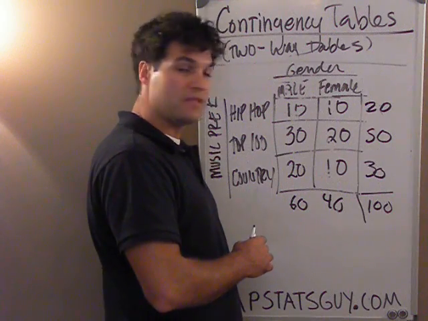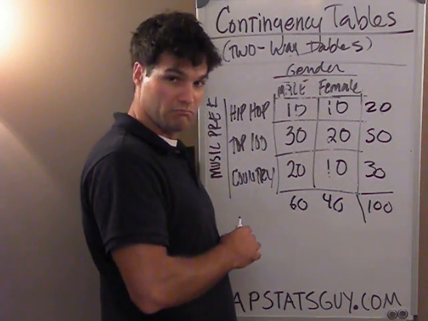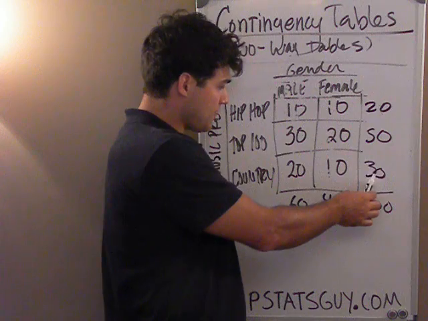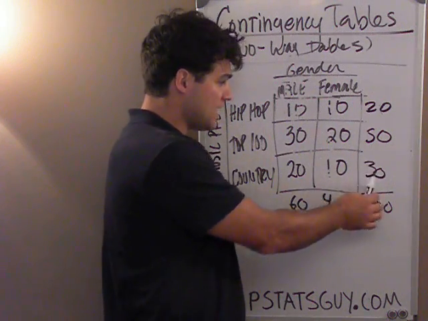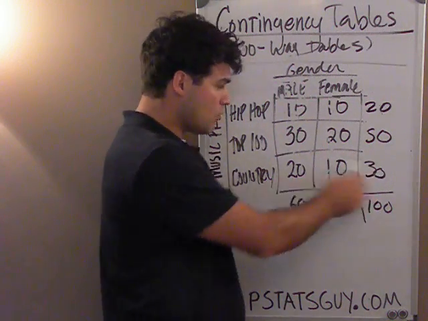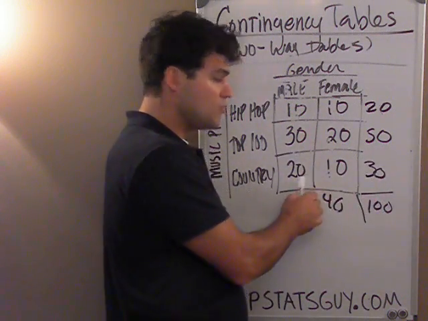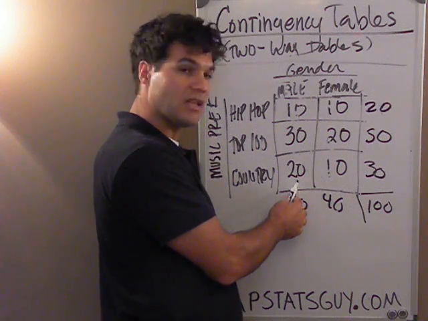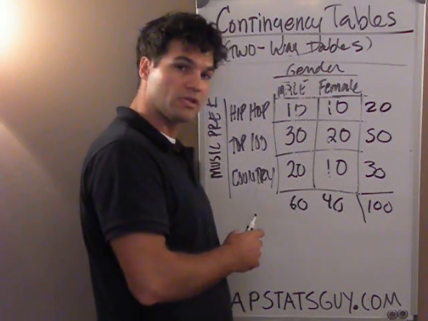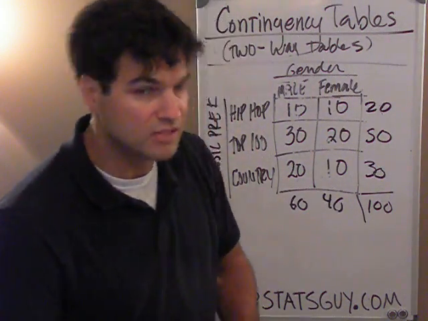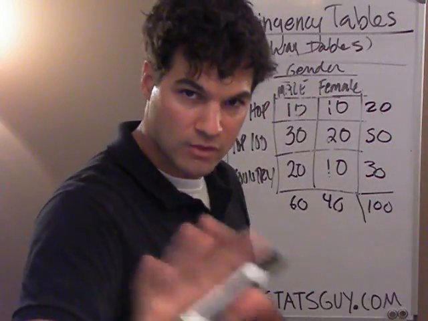Interesting. What about the distribution of gender for country? 20 out of 30 are male, 10 out of 30 are female. I'm only worried about country. So you can see 20 out of 30, 2/3, 66% of the country lovers are male, only 33% are female of all the country lovers. That doesn't mean that men like country more than women. You have to always look at the overall counts.